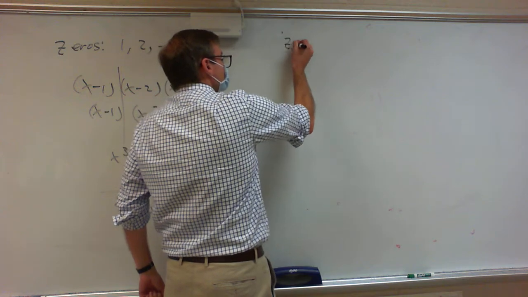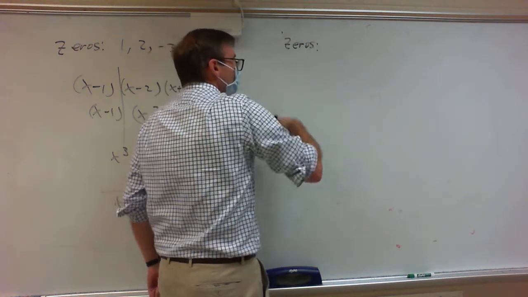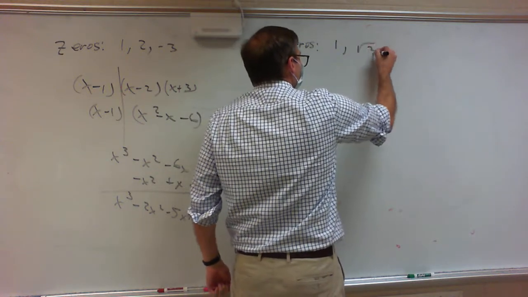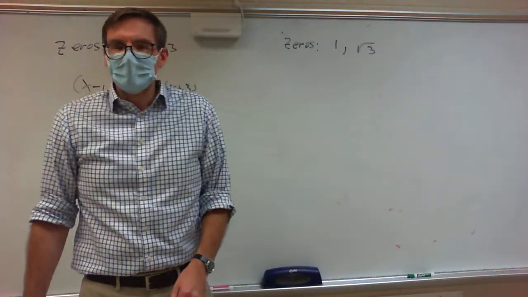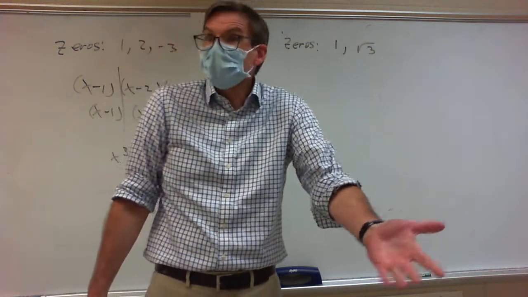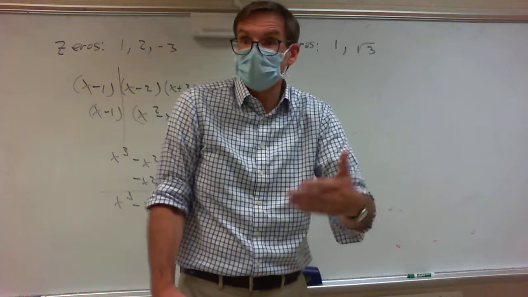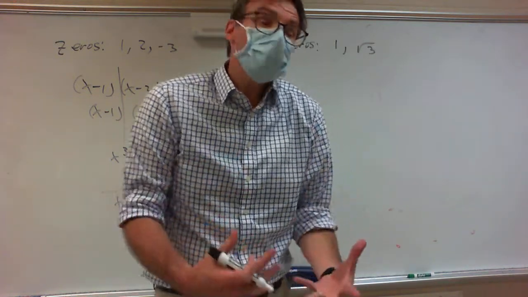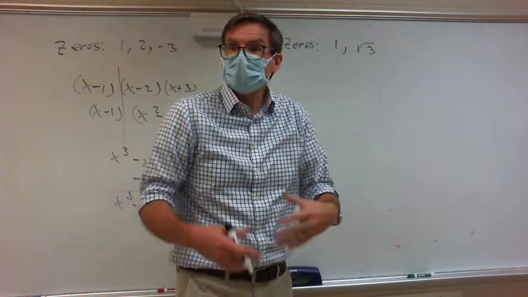What if I say, how do I make it a little harder? And I say, look, I want zeros at 1 and square root of 3, right? Because yesterday we did a problem where our answer was square root of 3. We had a 0 of square root of 3. So I want a polynomial that has zeros at 1 and square root of 3. Well, let's approach this.